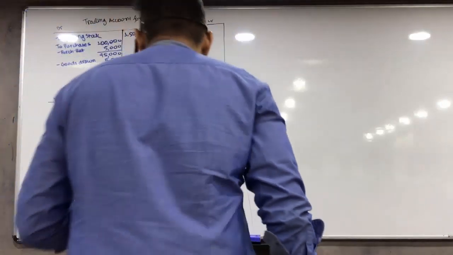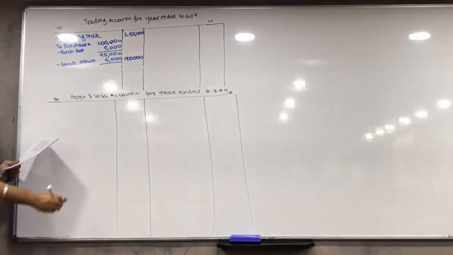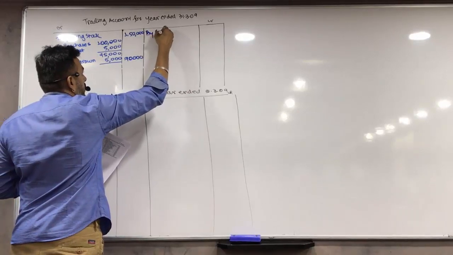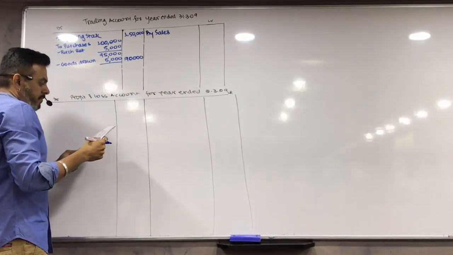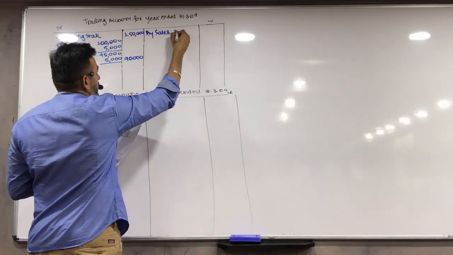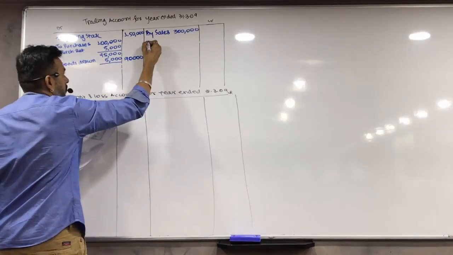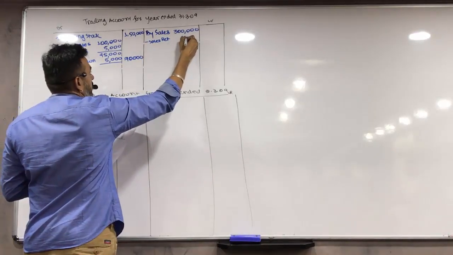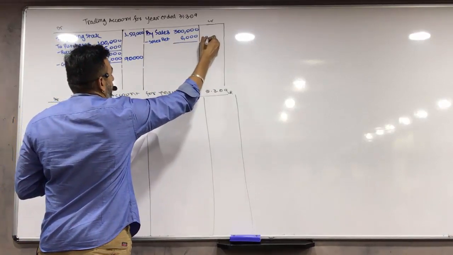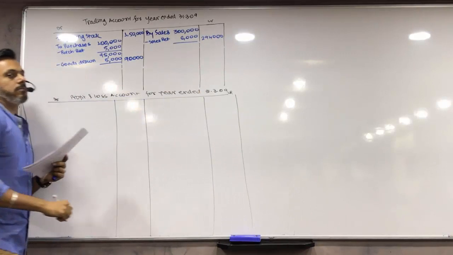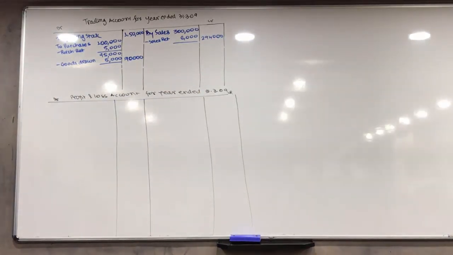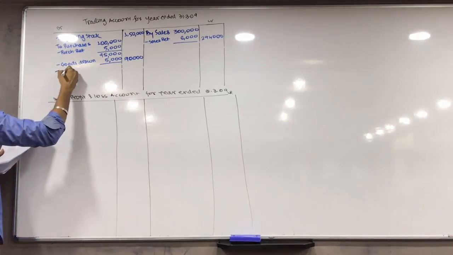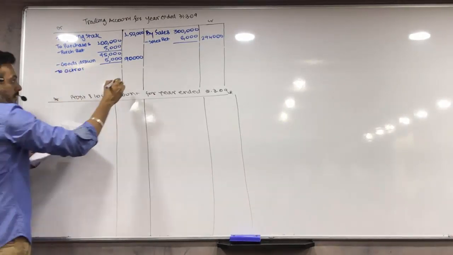Okay. Sales, by sales. Three lakh inner column, minus sales return 6,000. 2,94,000. Octroi. Trading account debit side to Octroi. 2,000.